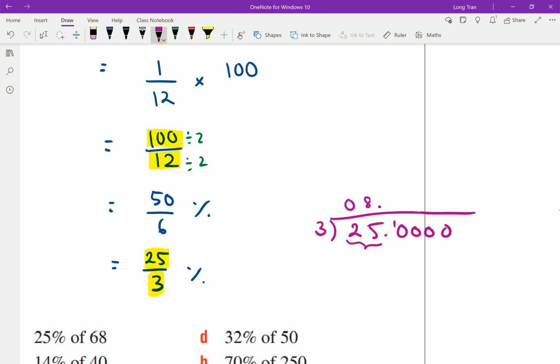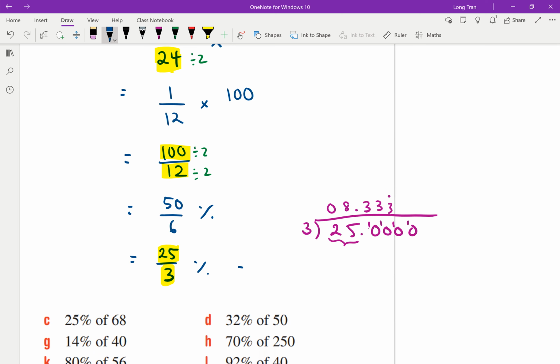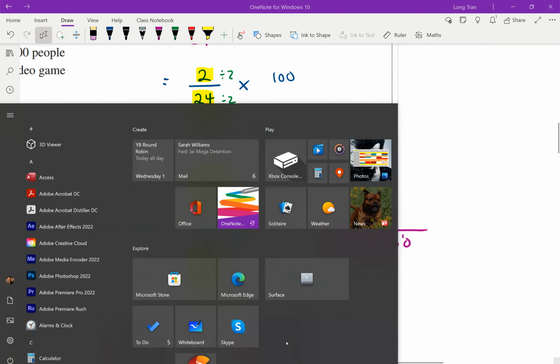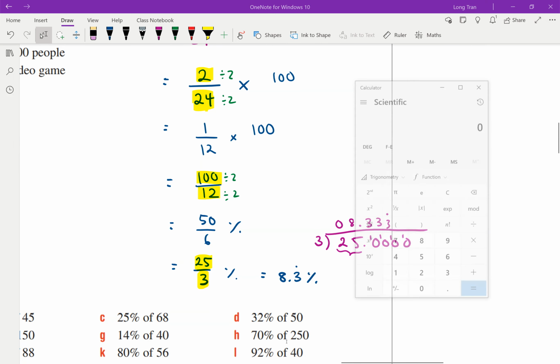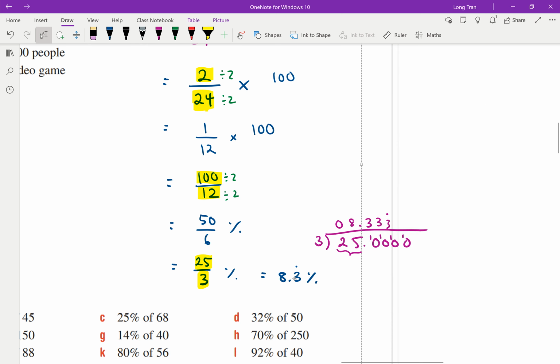And how many 3's fit into 10? It goes in 3 times remainder 1, 3 times remainder 1, 3 times remainder 1. So it's recurring. My answer in decimal form should be 8.3 recurring percent. Okay, but again, you can use a calculator up until this point. You could have done 25 divided by 3, pressed equals, and you would have got 8.333, and you could have written 8.3%.